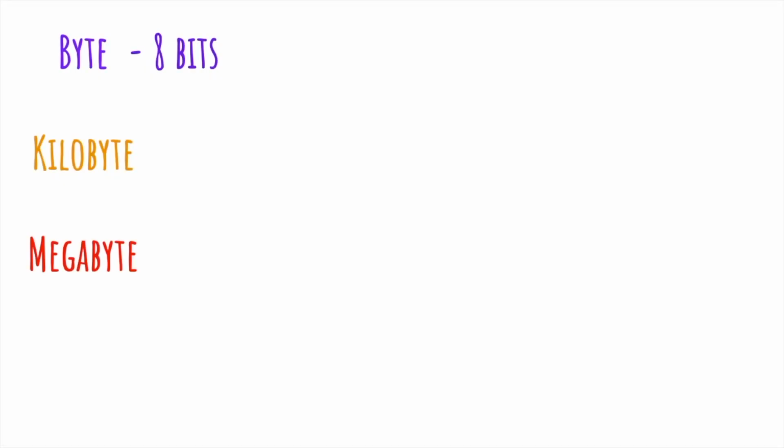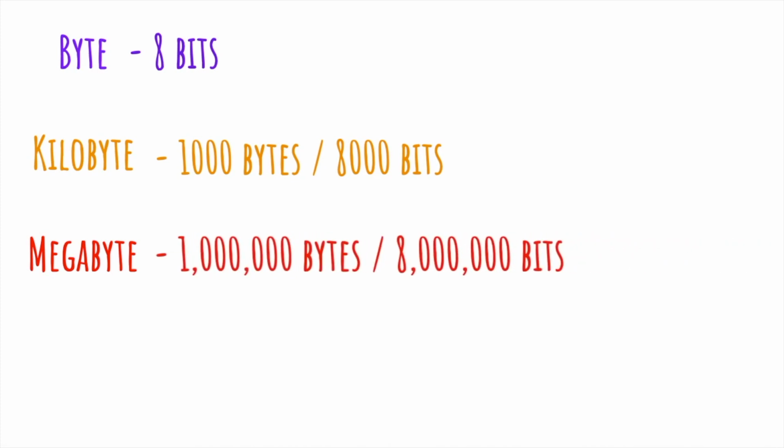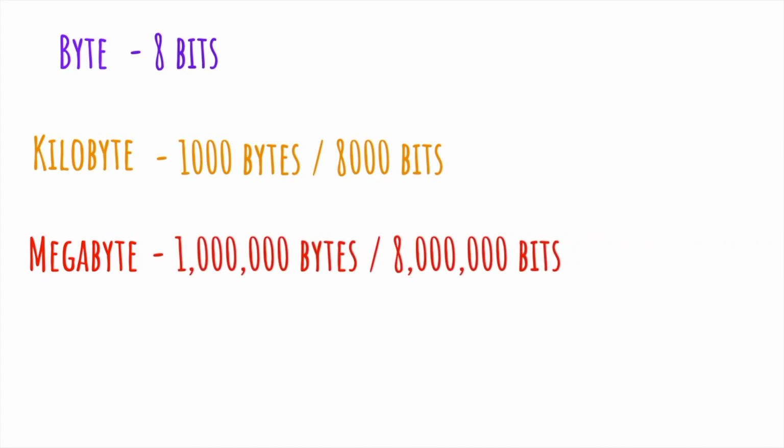10101011. Now you have probably heard of a byte before when referring to how big a file is. For example, the file may be a few kilobytes or megabytes large. Based on the IEC definition, a kilobyte is equivalent to 1,000 bytes. This is equivalent to 8,000 bits. A megabyte is equal to 1 million bytes, or 8 million bits, and so on.